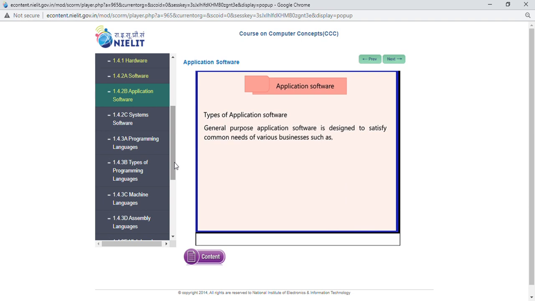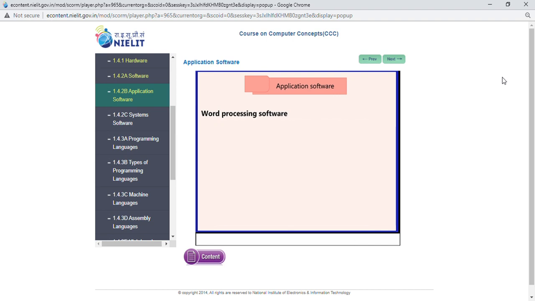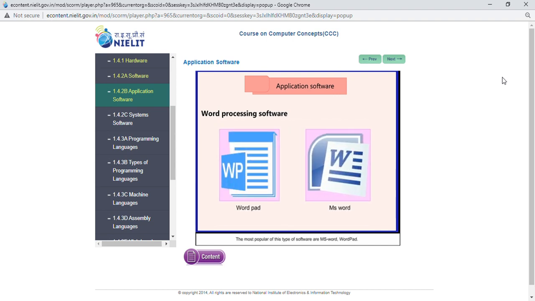General purpose application software is designed to satisfy common needs of various businesses such as word processing software, database software, multimedia software, educational software, application suites. Word processing software. Word processing software enables the user to create and edit documents. The most popular of this type of software are MS Word, WordPad.